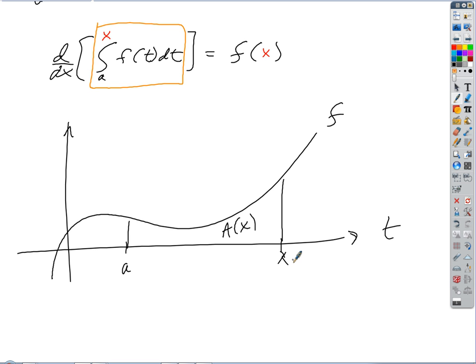So the area under the curve is going to be a function of x because x defines where we stop adding up the area, right? Okay. Now, look what we're doing up here, though. We're not actually calculating the area under the curve. We're calculating the rate of change of the area under the curve. Right? See what I'm saying?